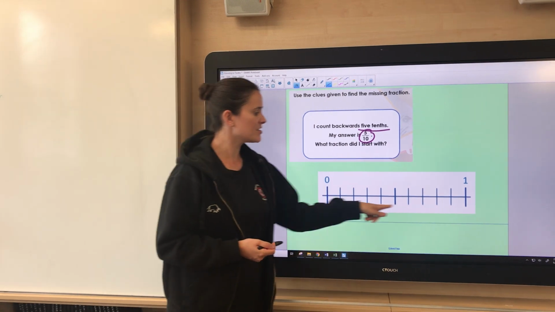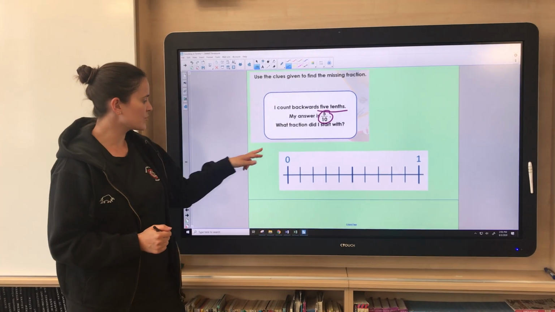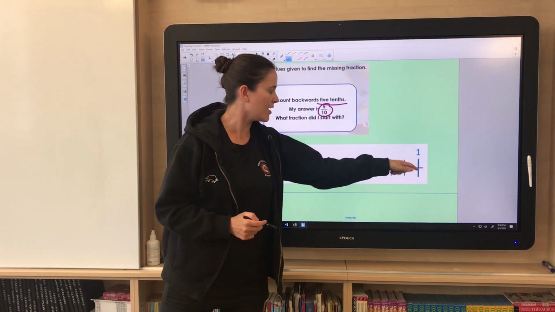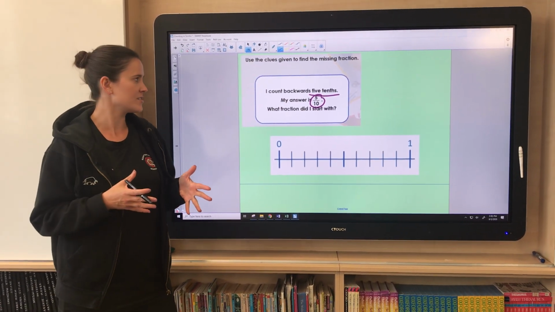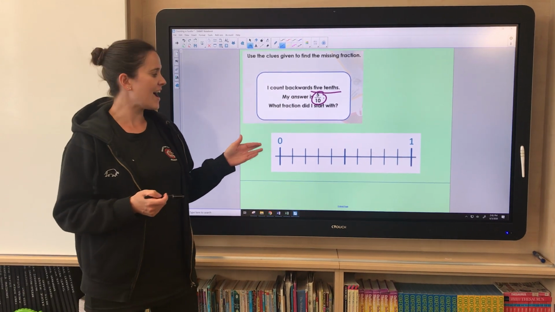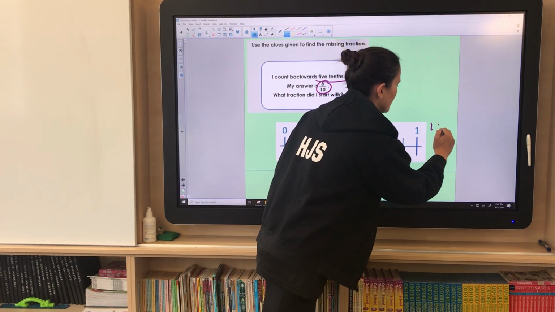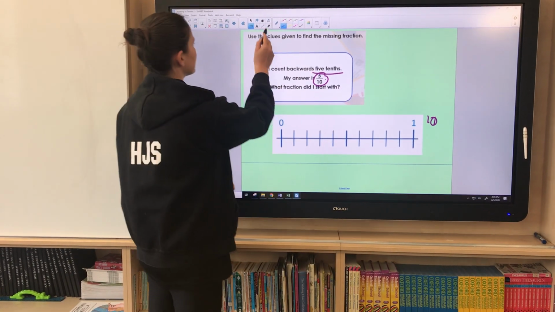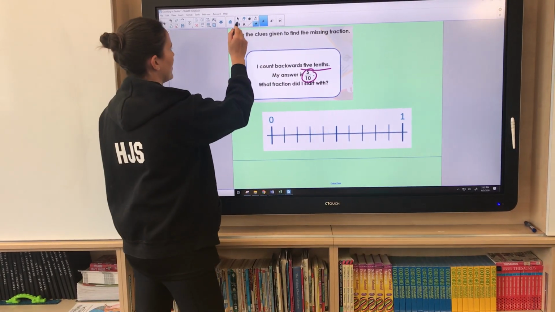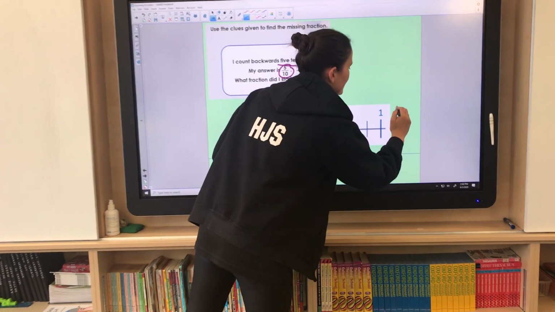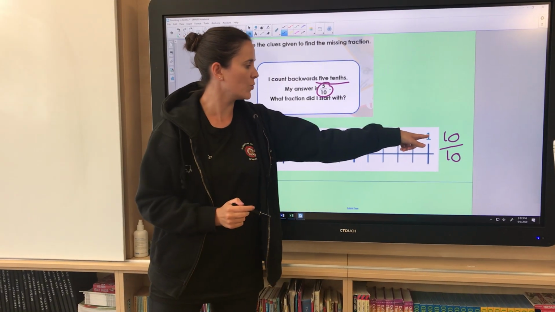We're going to need to find 5 tenths on this number line. As before, it goes from 0 all the way up to 1, and the line has been divided into 10 equal sections. It might be worth jotting down at the end of the number line, where we have one whole, that that is the same as 10 tenths. So, 10 tenths is the same as one whole.